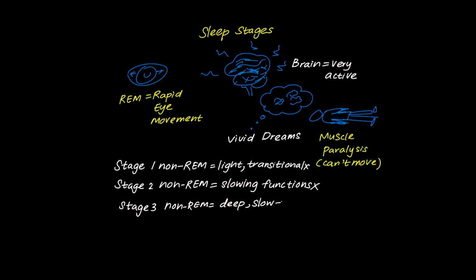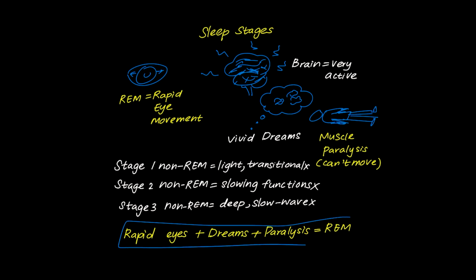Here's a WGU C458 OA exam tip for you. Rapid eye movements plus dreaming plus muscle paralysis equals REM sleep. Quick recall hook: REM equals rapid eyes moving while you dream.